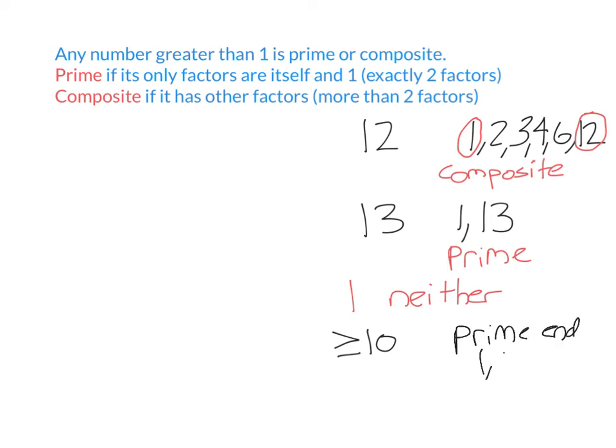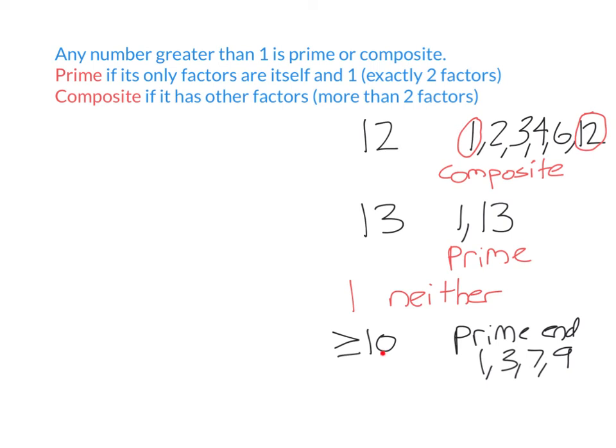So the reason for that, if you have an even number greater than 10 that ends in 2, 4, 6, 8, or 0, then it will have a factor of 2. So it must have a factor other than itself and 1. 2 is the only even prime number. So any other even number is definitely composite.